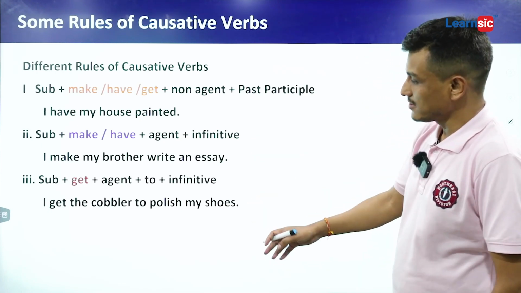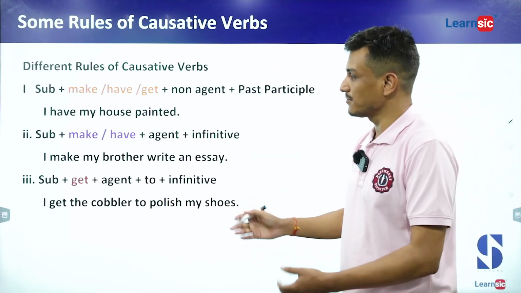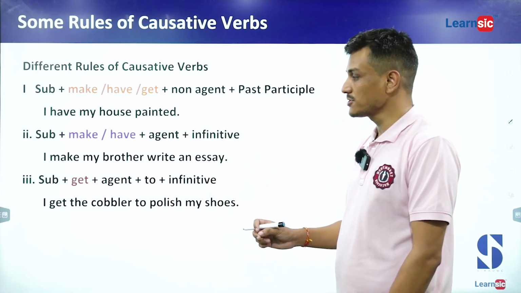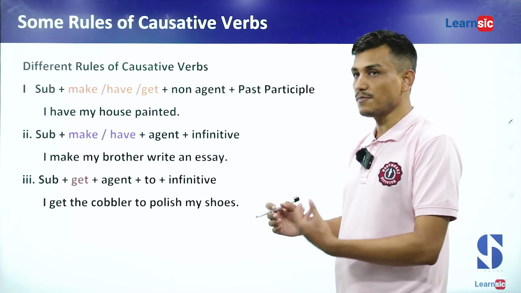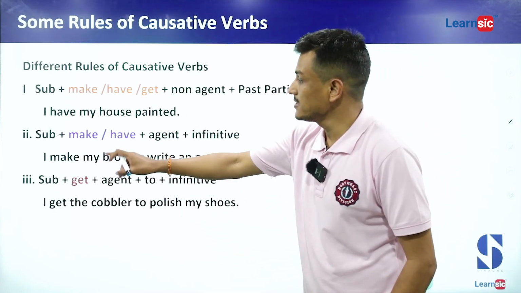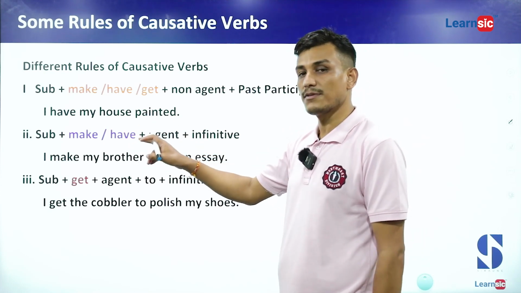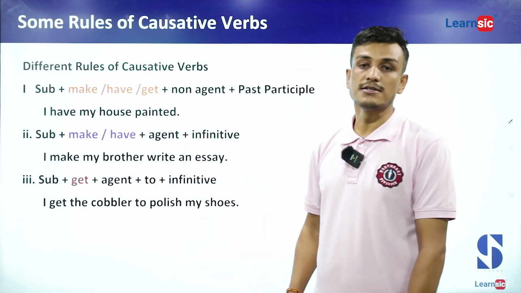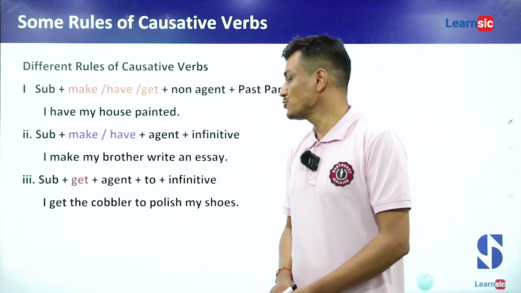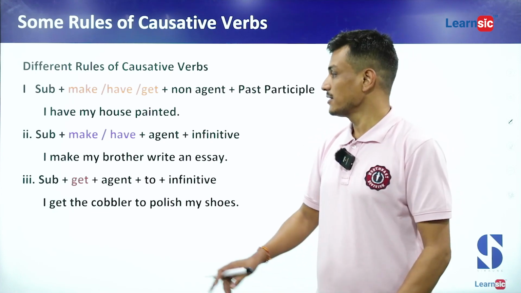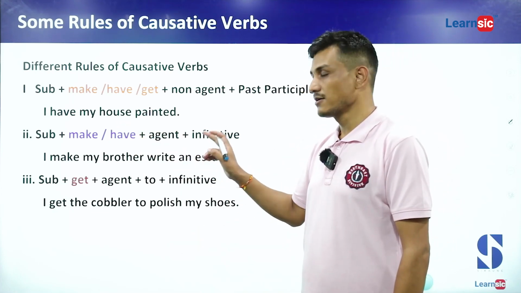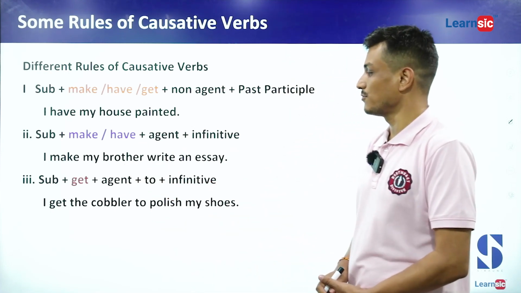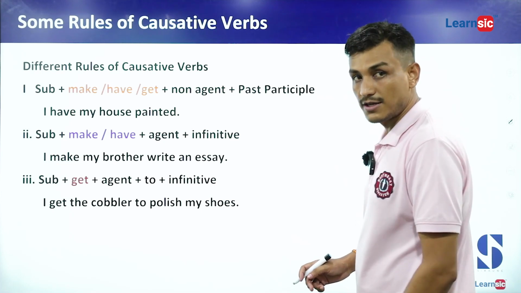The rule is a little different from structure number two. This one is subject plus get plus agent plus to plus verb one. If there is make or have with an agent, only verb one. If there is get with an agent, you should write to plus verb one. Let me repeat. If make or have with agent, only verb one. If get with agent, to plus verb one. Let's clarify it with examples.